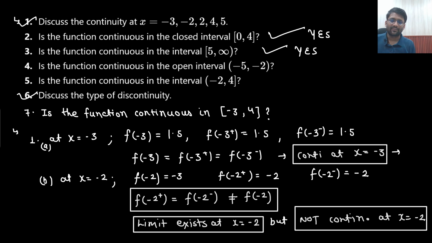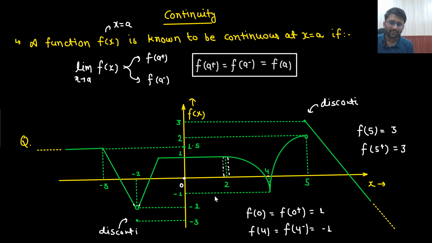So now if I see this graph, where is minus 5? This is your minus 5, and this is your minus 2. So between minus 5 and minus 2, is the graph continuous? Yes, sir. The graph is smooth, smooth, smooth, and smooth. Someone would say that, sir, the graph is breaking at minus 2, sir.